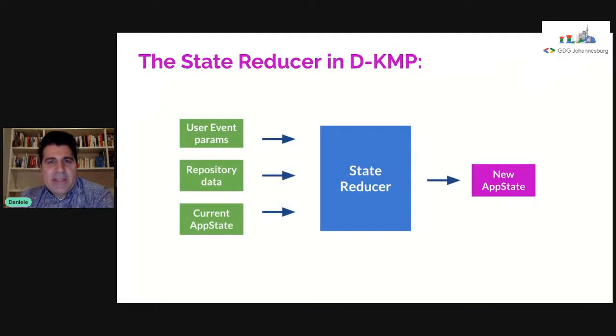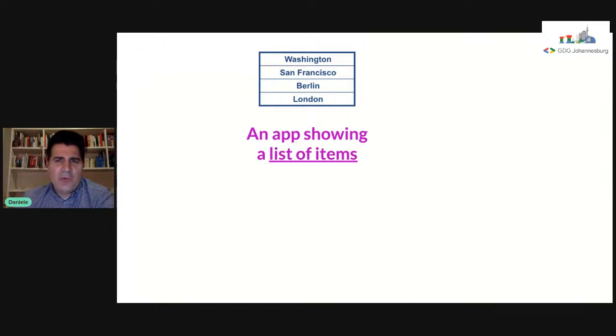Okay, so talking more in detail about the state reducer. The role of the state reducer is to create the new state, and it is able to do that by combining three different inputs. One is the user event parameters, one is the repository, and one is the current app state. With an example, we can understand better.